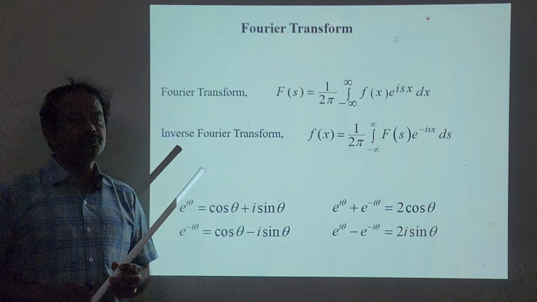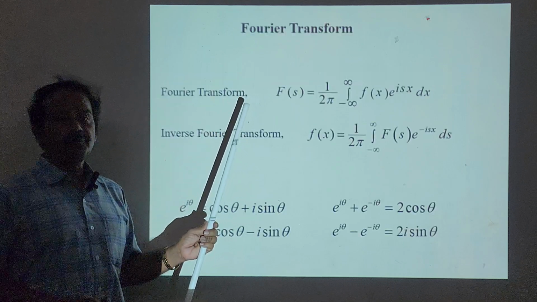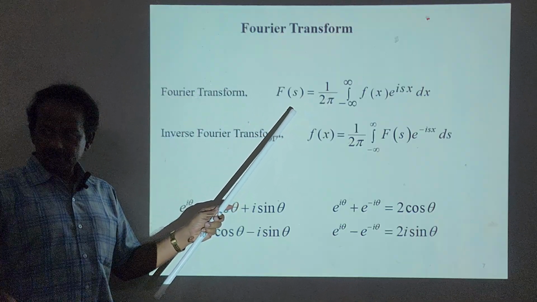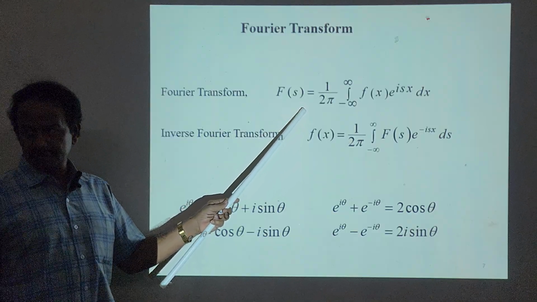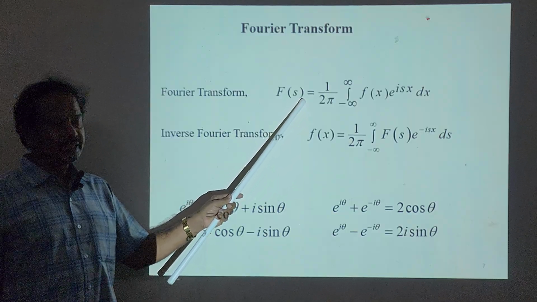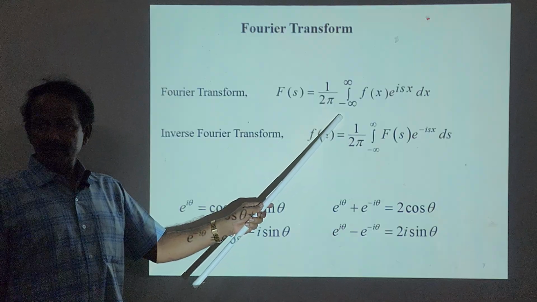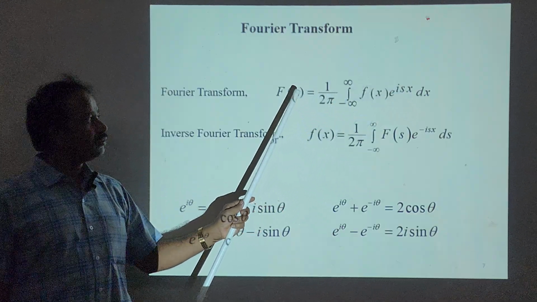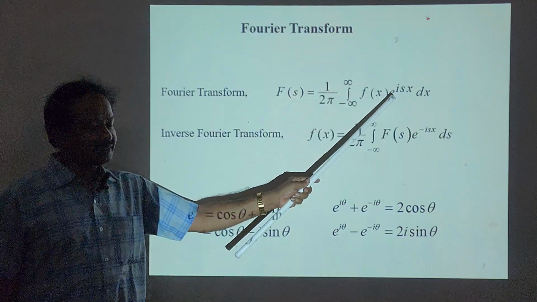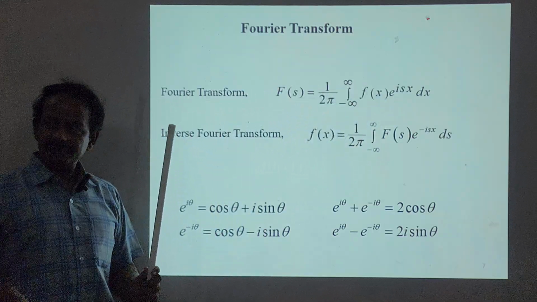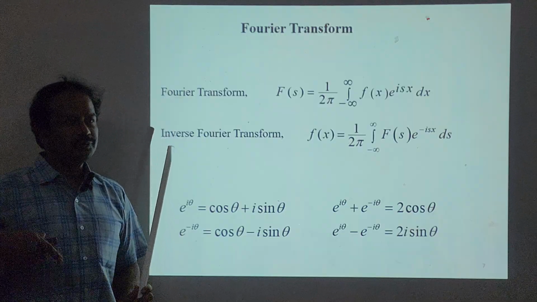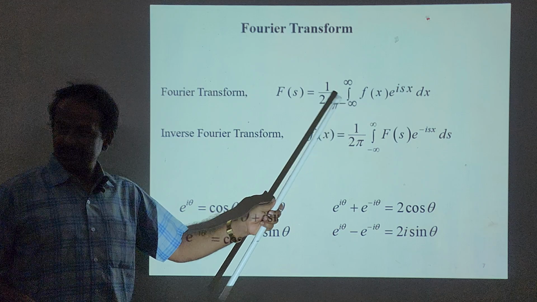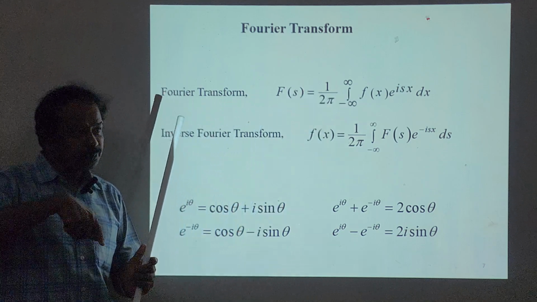So there are mainly two formulae which are related in Fourier transform. One is, we are going to take the Fourier transform from one domain to another domain. We are going to use this formula: F of s equals 1 divided by root 2 pi, integral from minus infinity to plus infinity of f of x e power isx dx. See, look over here, this is s, this is x. So s is in one domain, x is in another domain. It can be either input or output. So this will be your input and this will be your output, which relates input and output.